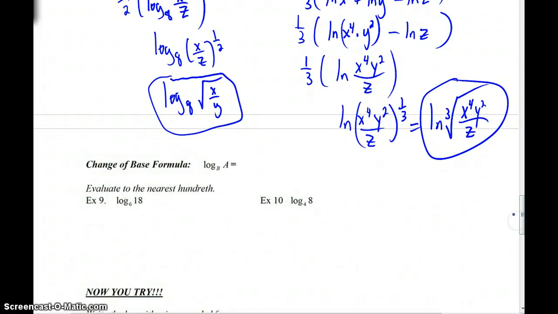On the back, we need to talk about a very important formula called the change of base formula. If I gave you the log base b of a, that would equal the log of any possible base you'd like, we could call it log base c, of the argument a, divided by the log base c of the base. So log base b of a equals log base c of a divided by log base c of b. And of course, very often kids might wonder, well, why on earth would we ever need this? Well, look at number 9.